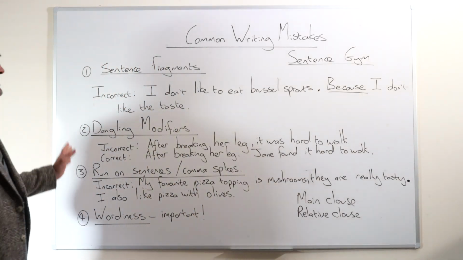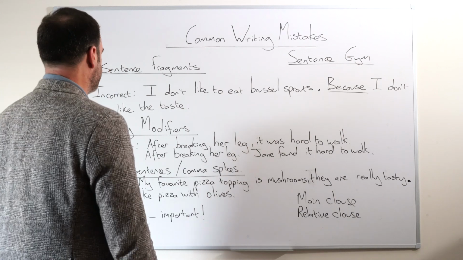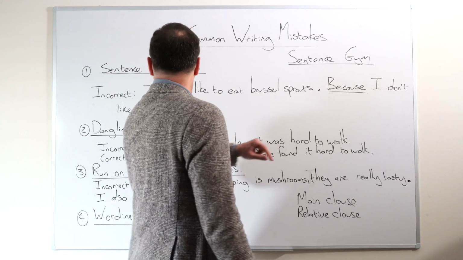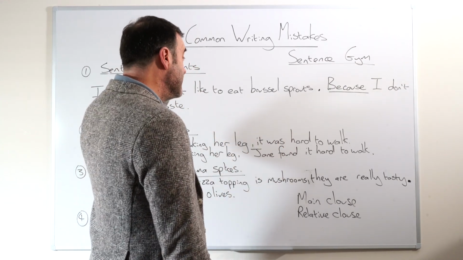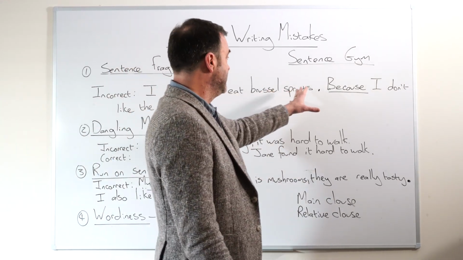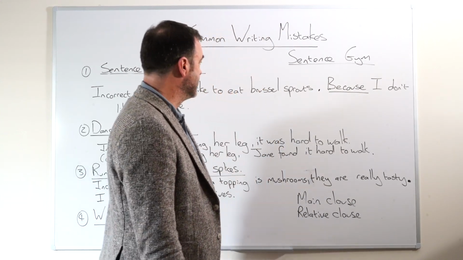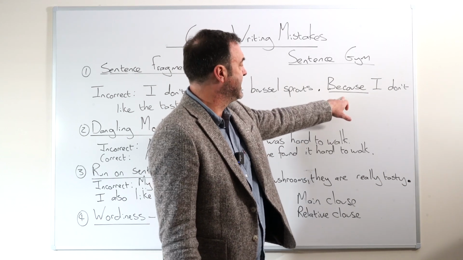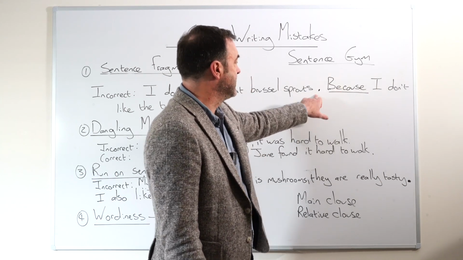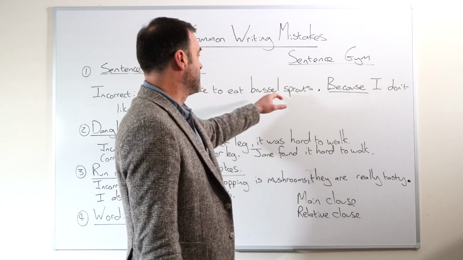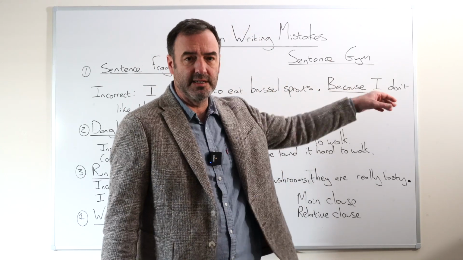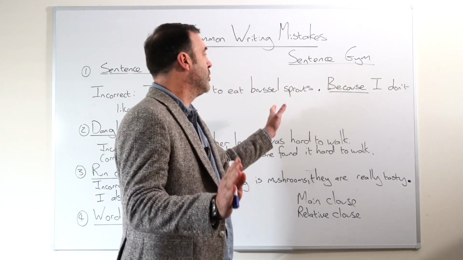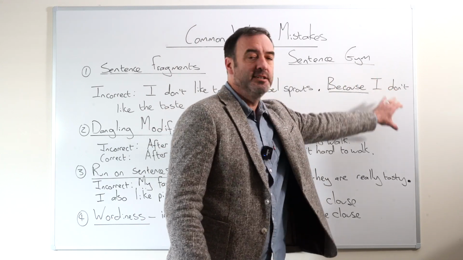So we've just got a few basic mistakes here that we see. Sentence fragments, first of all, incorrect. I don't like to eat Brussels sprouts. Full stop, because I don't like the taste. Now, really, this could be two separate sentences, couldn't it? This is a connective here. If it's a connective, then we don't need the full stop. I don't like to eat Brussels sprouts because I don't like the taste. So it runs on into one, so it becomes two clauses joined together using a connective. Or you have a full stop without the connective, two main clauses.